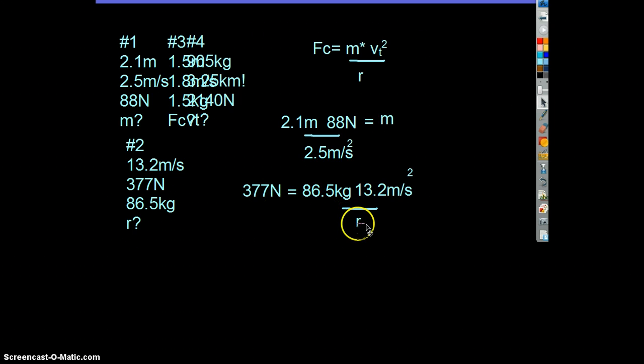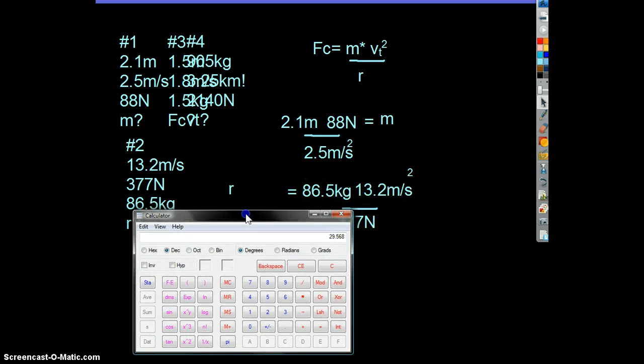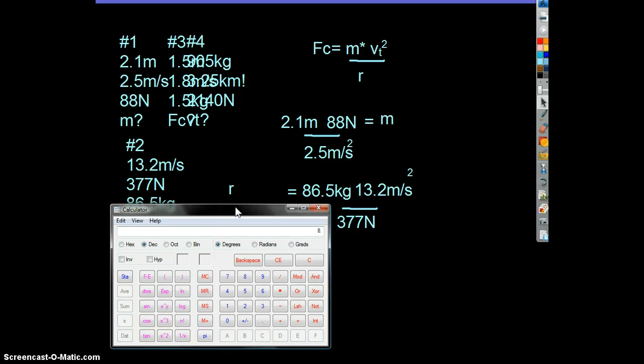To solve it, I'm going to multiply the radius over, I'm going to divide by the force, and it's time for my calculator. Let's see, 86.5 times 13.2. No, I didn't square it, so I'm just going to multiply it by it again. So times 13.2. Equals that. I got like 15,000 right now, and now I'm going to divide by my 377.